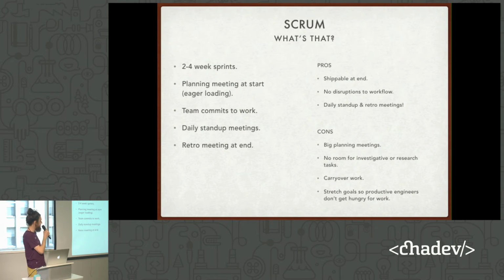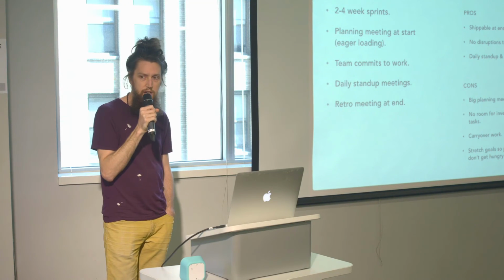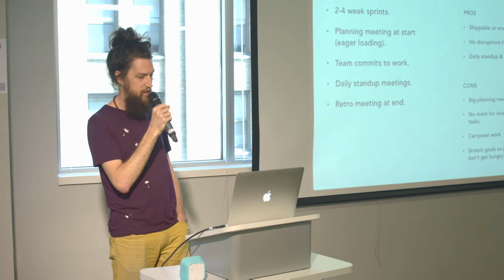Scrum consists of daily stand-up meetings every day. Daily stand-ups are a way for you as a team to talk about what you did yesterday, what you're going to do today, any blockers, and general coordination. At the end of every sprint, you have a retro meeting. So retrospective is a time to go over what went well, what went poorly, and kind of fine-tune the process.